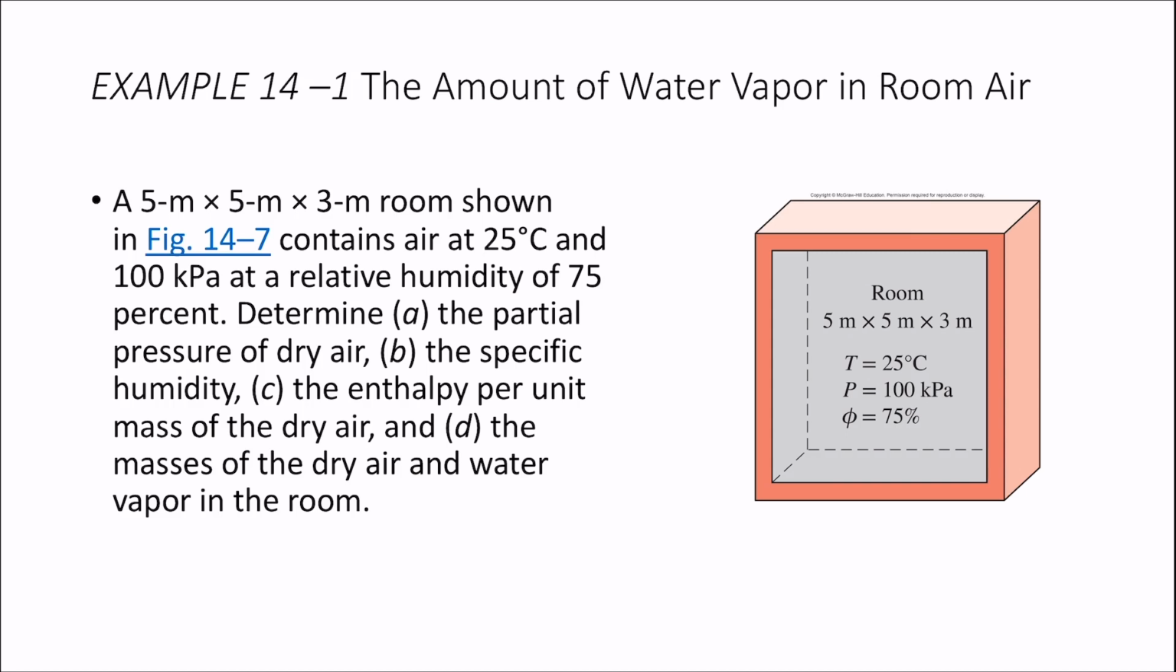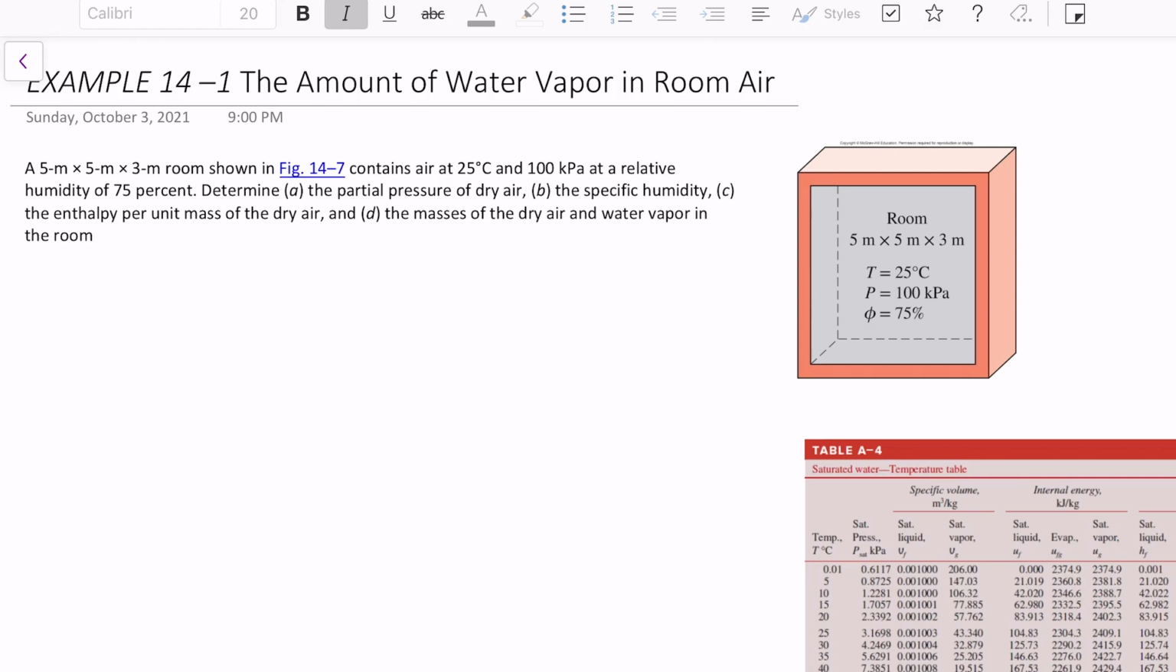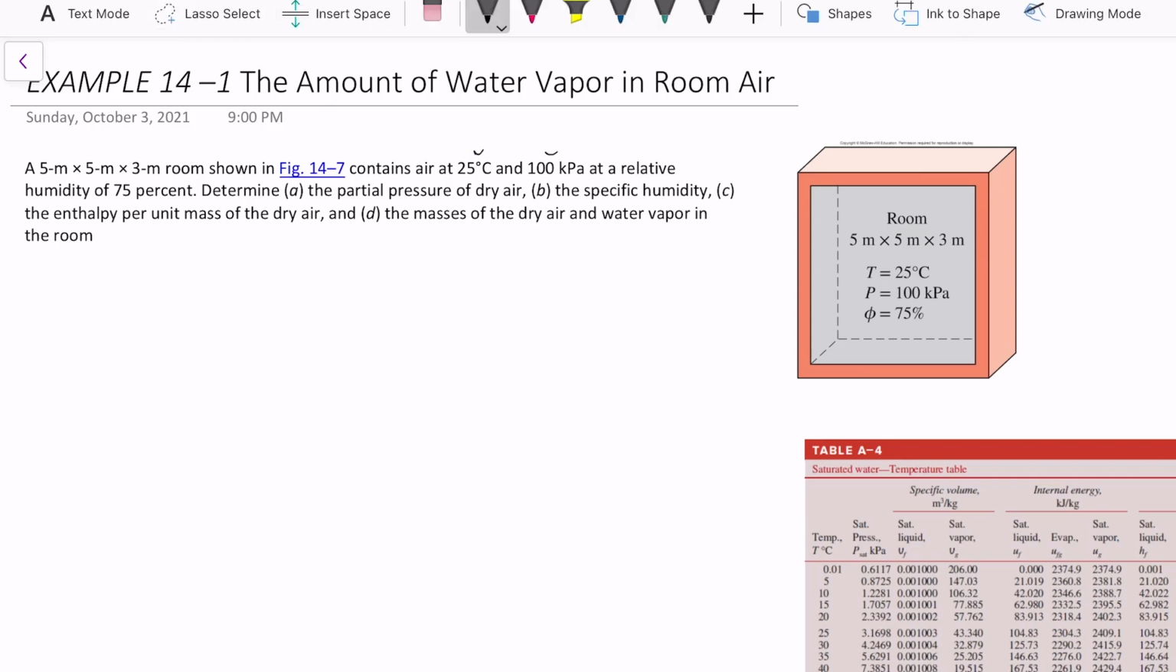Now let's take a look at this example to see how we can apply those concepts. This problem gives you a room that contains air, gives you the temperature and the pressure of the room, and the relative humidity is 75%. Find the partial pressure of dry air, specific humidity, enthalpy per unit mass, and the masses of dry air and water. You're given the relative humidity, so you can calculate the specific humidity because you have that equation. How do you calculate the partial pressure of dry air? Well, you know the partial pressure of dry air plus the partial pressure of vapor equals the total pressure. If you can find the pressure of the vapor, then you can find the pressure of the dry air.